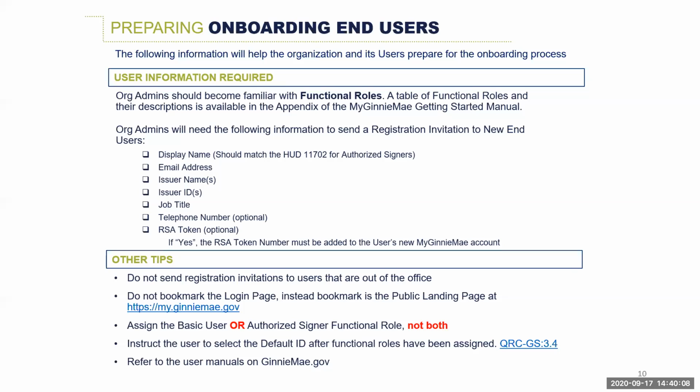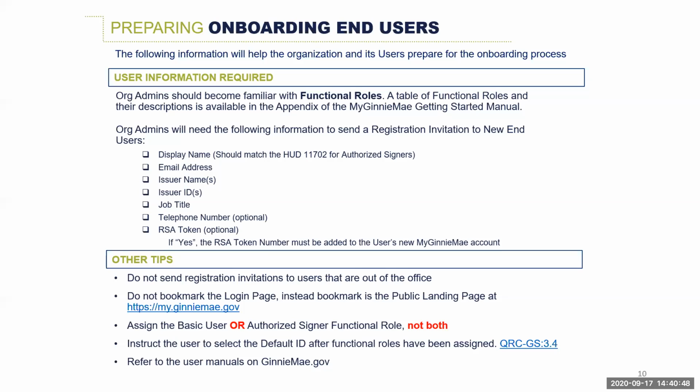Again, as you're assigning functional roles, please make sure that you assign the basic user role or the authorized signer functional role. Do not assign both functional roles to a user. If a user is an authorized signer, all they need is that authorized signer functional role to get all of the functionality that they need for their job responsibilities. Assigning both functional roles is actually a red flag to GinnieMae that the user has not been set up properly or has been provided more access than they need.